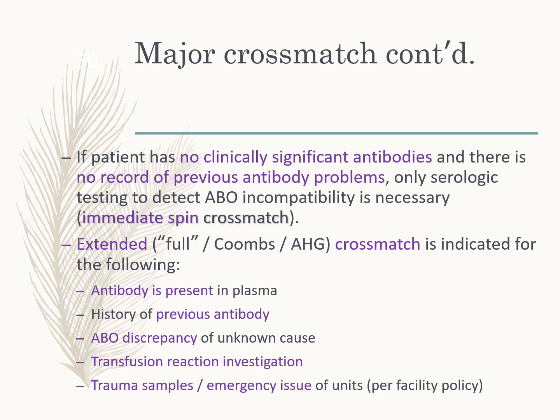The extended, or sometimes called full Coombs or AHG crossmatch, you must do when there is an antibody present, or there's any history of antibody, or if there's an ABO discrepancy, a transfusion reaction, and sometimes for trauma transfusions, if they will get units before they have an ABO type, they might do the full crossmatch afterwards to make sure everything is compatible.